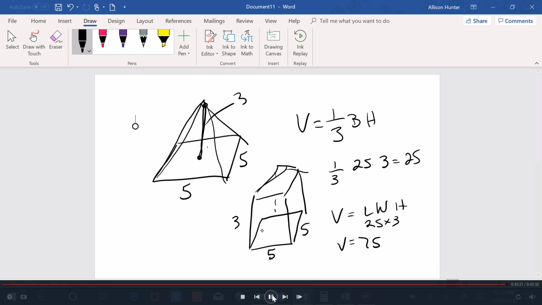Can you see the idea that this pyramid fits inside this cube? What we wind up having when we look at the volume of this pyramid is that the volume of this pyramid winds up being 1/3 of the cube that would be made if we took that base and brought it all the way up.